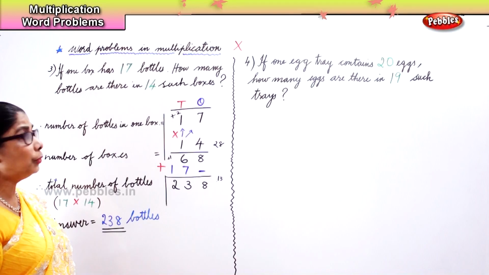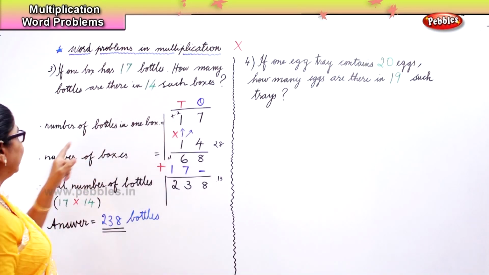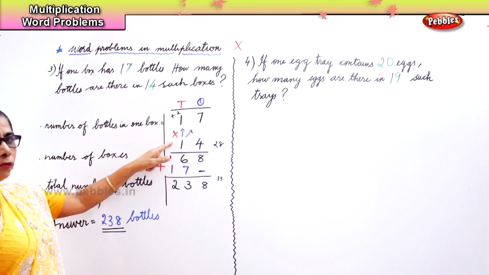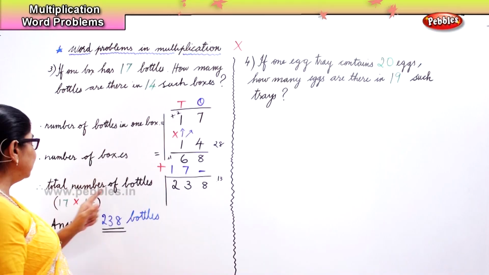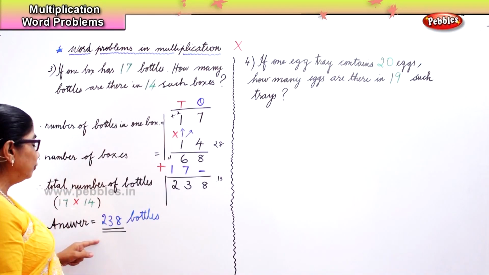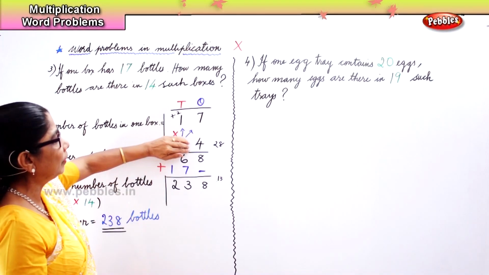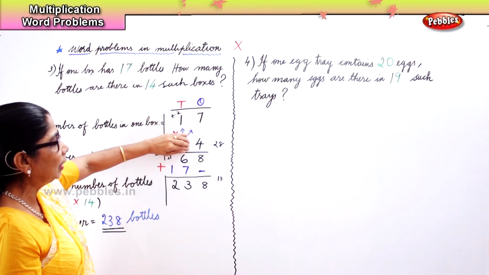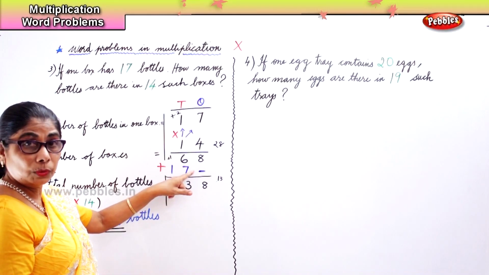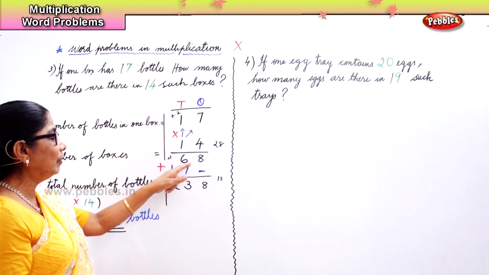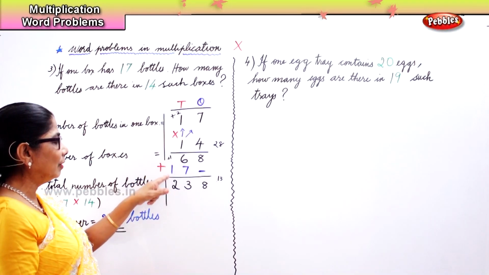That's your answer, 238. First, what did we do? We wrote the statement. Number of bottles in one box, 17. Then we said number of boxes is 14. Total number of bottles, 17 into 14 gives you 238 bottles. How did we multiply? First we did 17 into 4, that gives us 68. Then 1 into 7, before that we put a dash in the ones place, then 1 into 1, and then we added. 7 plus 6 is 13, 1 went here, 1 plus 1, 2.